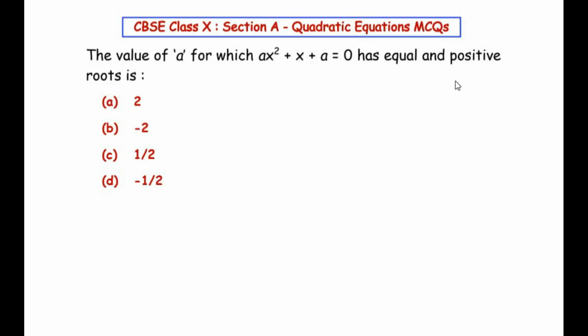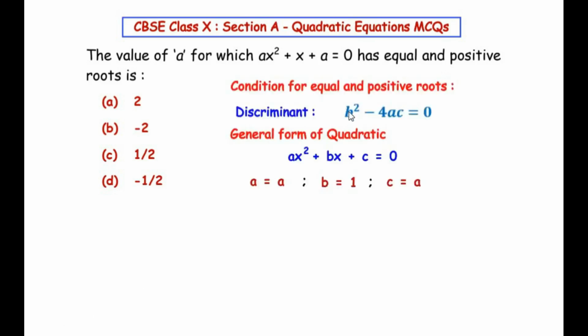The first condition being the discriminant b square minus 4ac should be equal to 0 because the roots are given as equal roots. So once we have written the first condition, let us write down the general form of quadratic equation which is given as ax square plus bx plus c equal to 0. Now we are going to compare this general form with the equation given in the question. So here a will be equal to a because both are the coefficients of x square. B will be equal to 1 because both are coefficients of x. And c is equal to a because both are constants.